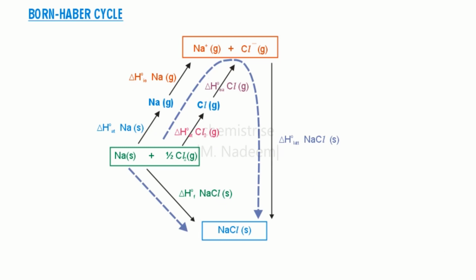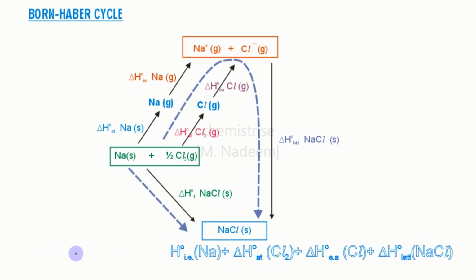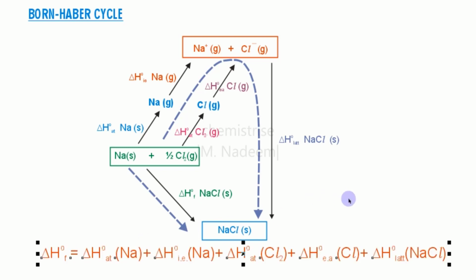So let's write this. We can find the lattice energy of a compound with the help of this equation, in which we have got the enthalpy of formation is equal to the sum of all the other enthalpies. So this energy cycle represents the Born-Haber cycle.